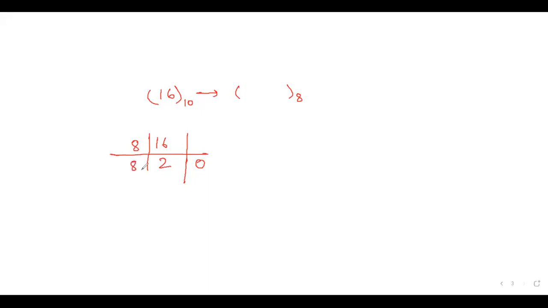अभी ये 8 से और जाएगा नहीं, क्योंकि the number what we have got lastly is 2, so it is less than 8, so we cannot divide this further. So we have the number as this will become MSB and this will become LSB. So we have 20 in octal.